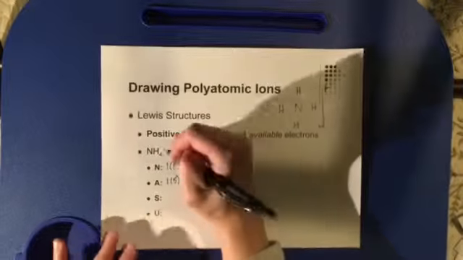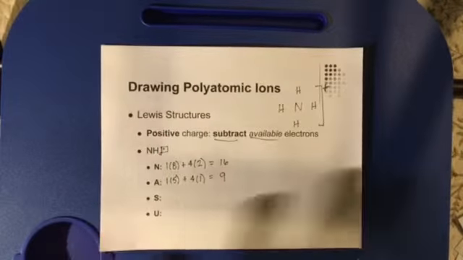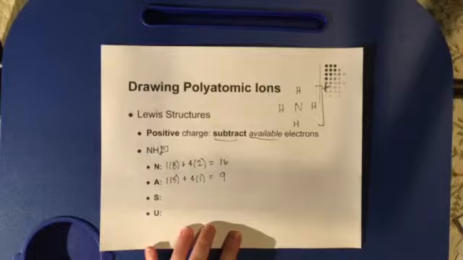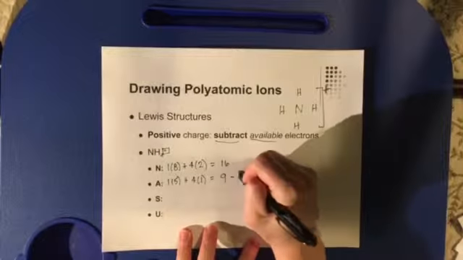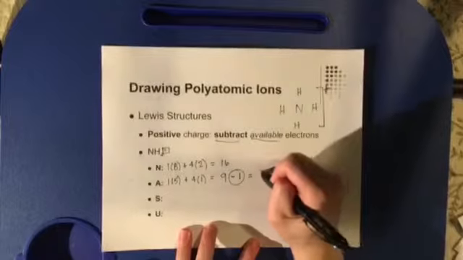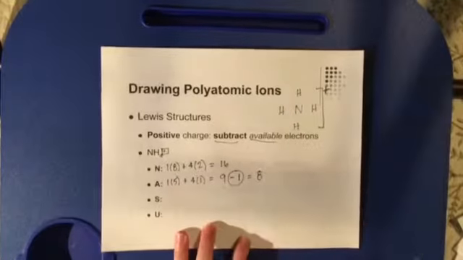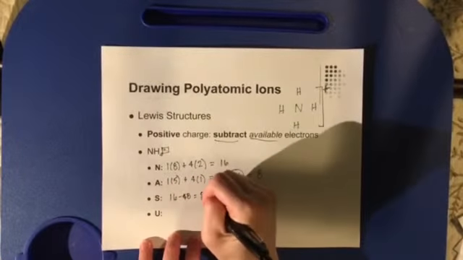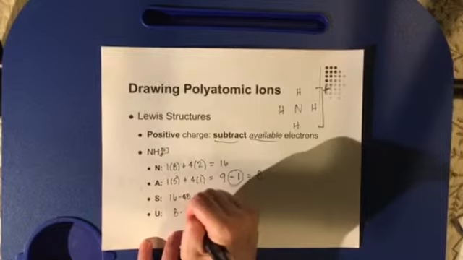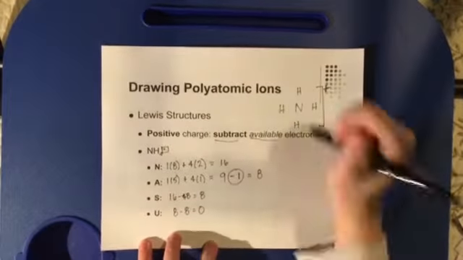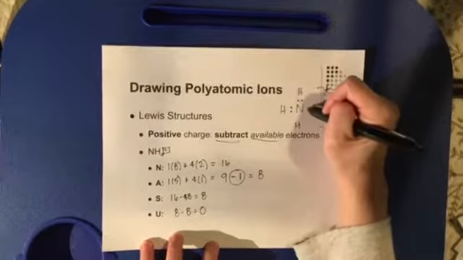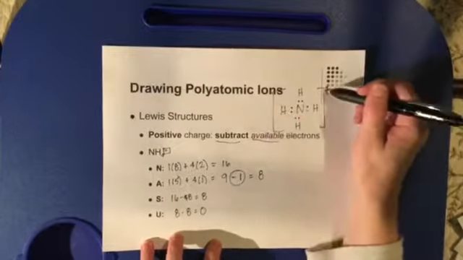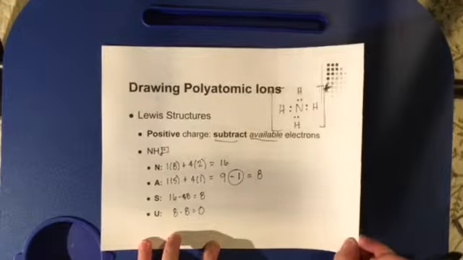The positive, you just need to remember that it's the opposite of what you would think. The positive means you take away an electron because you have an extra proton. You're missing an electron. So minus 1. This is the thing here that we need to do. So you actually only have 8 because of that positive charge. Now 16 minus 8 equals 8. 8 minus 8 equals 0. So everything is shared. 2 here, 2 here, 2 here, and 2 here. And then we make sure you put it in brackets and add the positive charge right there.